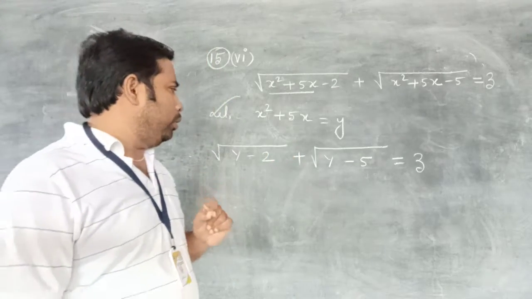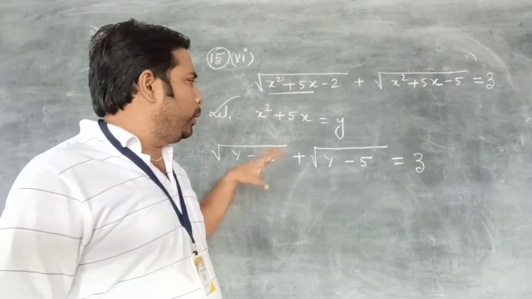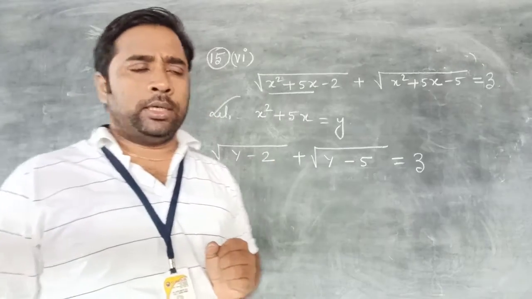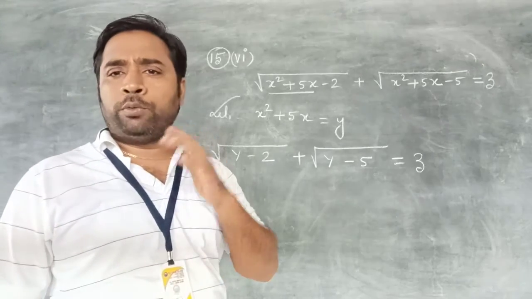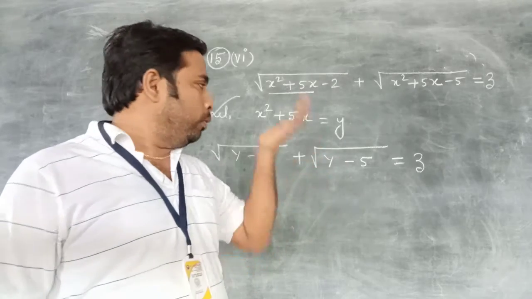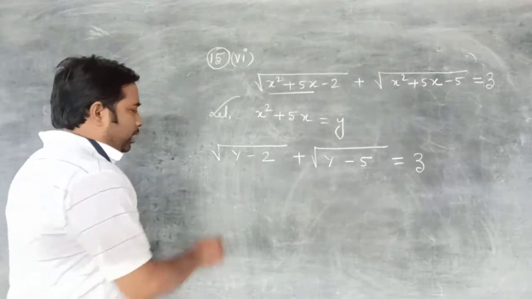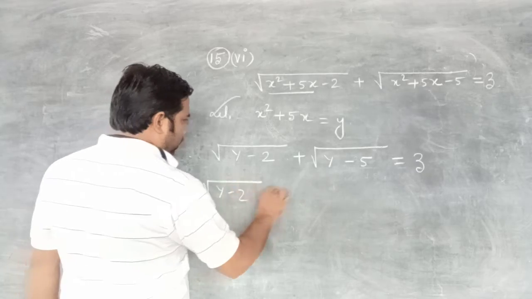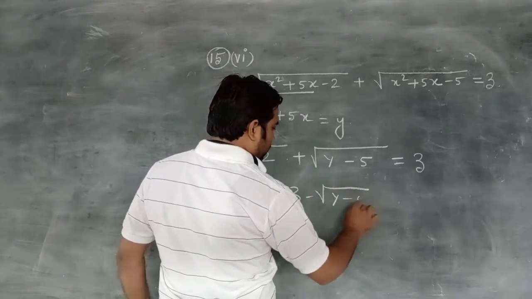Remember one thing more, whenever you are finding the solutions of the equations, root over must be eliminated. If you do not eliminate the root over sign, you cannot find the value. So to eliminate root over sign, square is compulsory. So let us shift one part on the right hand side. This is root over y minus 2, that is 3 minus root over y minus 5. Now you make square on both sides.